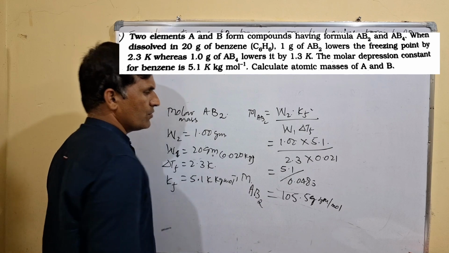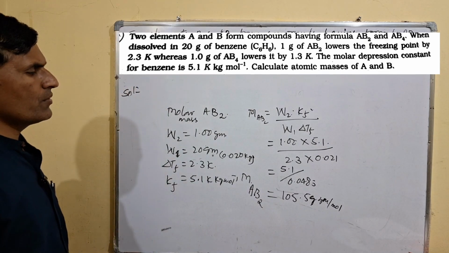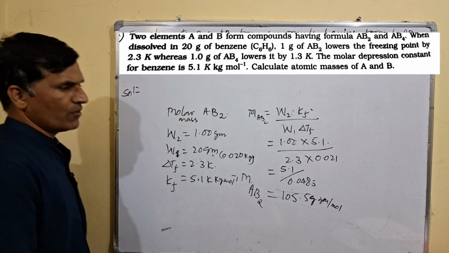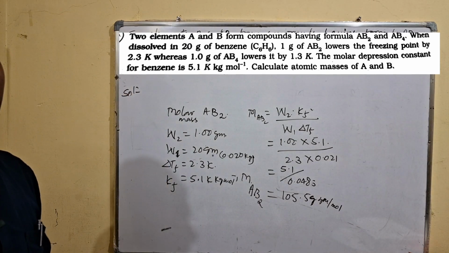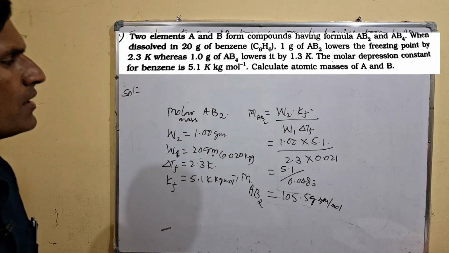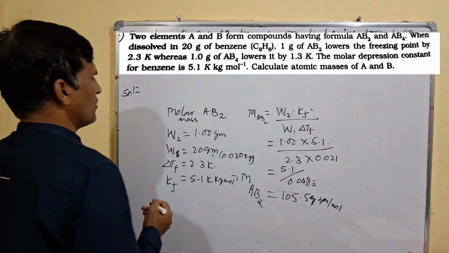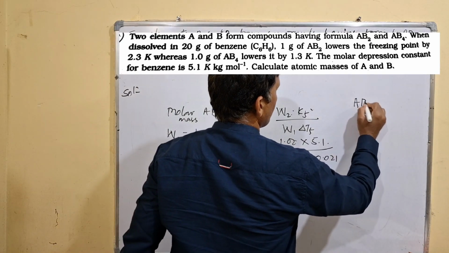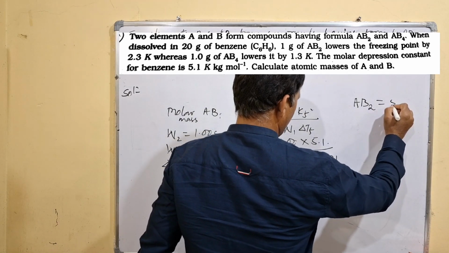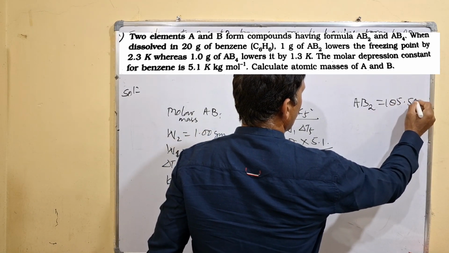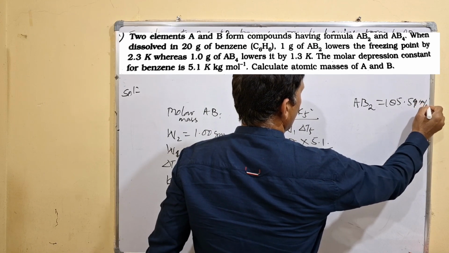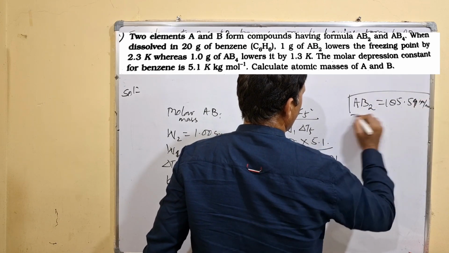Molar mass of AB2. So if you get the molar mass of AB4, then it will be very easy for us. If you take the difference, then you will get the atomic mass of B, and from that we can get the atomic mass of A. We will write one side, AB2 is equal to 105.59 gram per mole. So this we will keep aside.